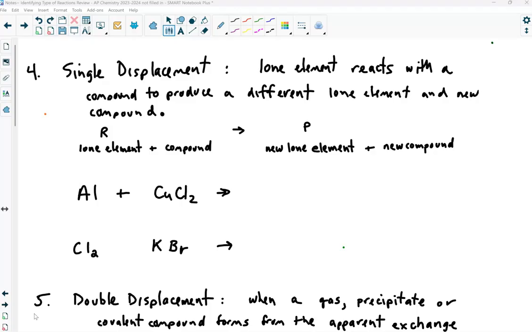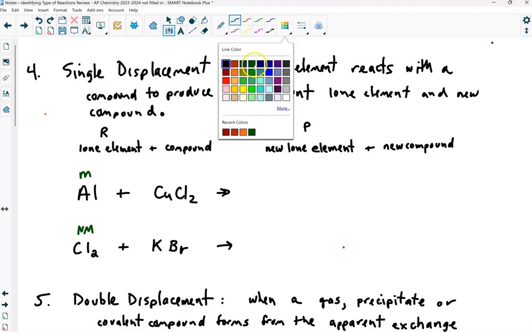Single displacement, again, sometimes called single replacement. It's when a lone element reacts with a compound. And what's going to happen is the lone element is going to react with the compound and create a different lone element and a new compound. And the single displacement reactions are a little different depending on whether the lone element is a metal, as it is with aluminum, or a non-metal, as it is in the second reaction, where the lone element is chlorine. There should be a plus sign here. Okay. All right, back to it.